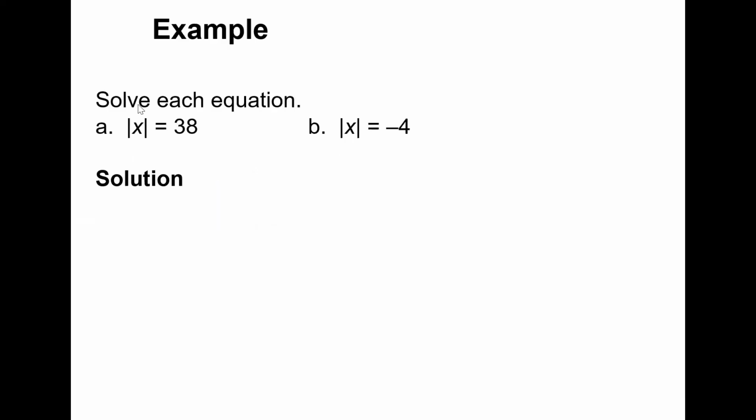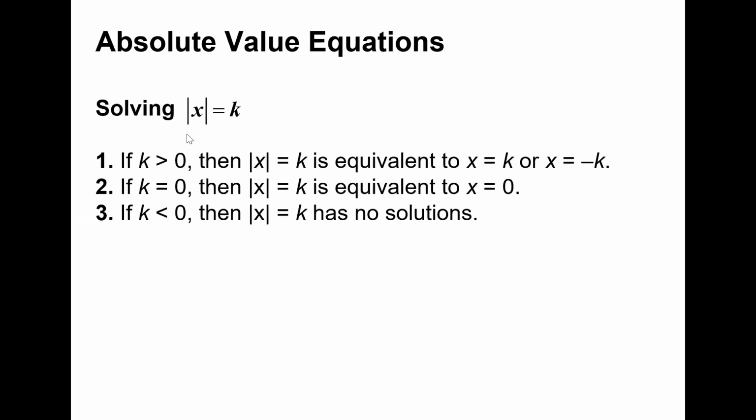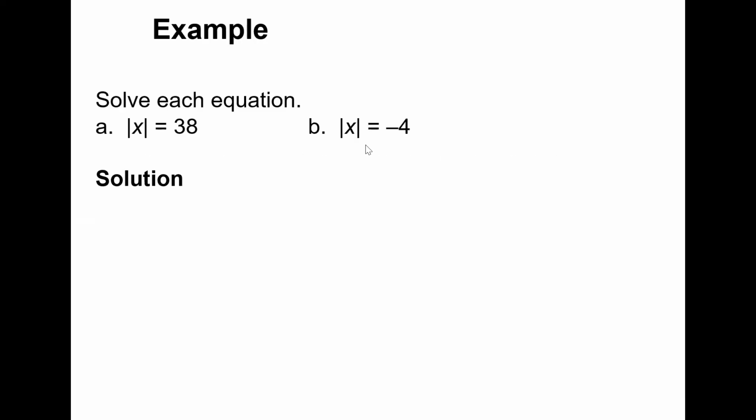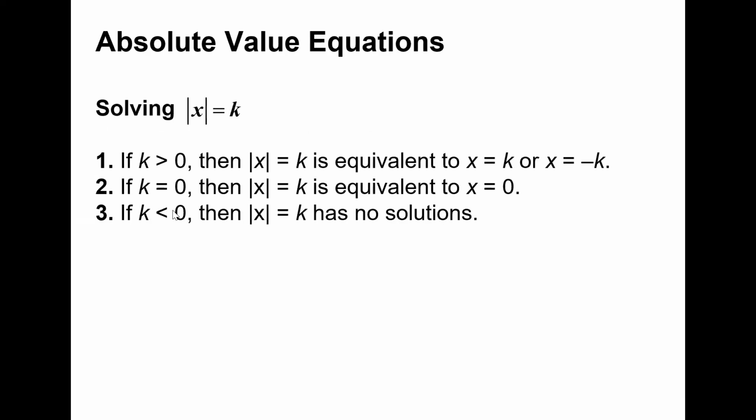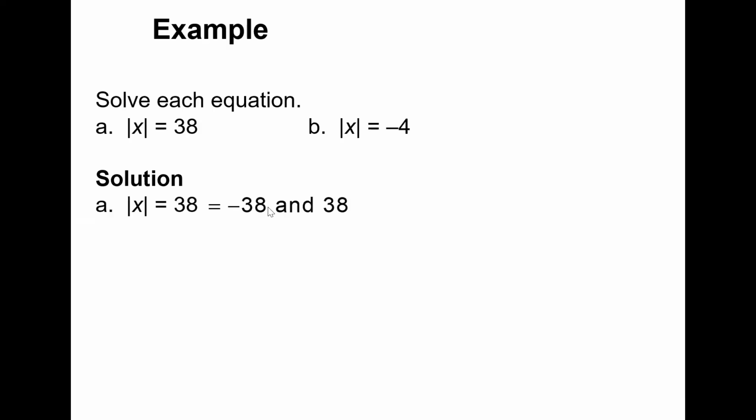So what if we say solve each equation? If the absolute value of x is equal to 38, we know that x is either equal to 38 or negative 38, based on our first rule. And absolute value of x is equal to negative 4 gives us no solution, because if k is less than 0, there's no solution. So those are two easy ones.